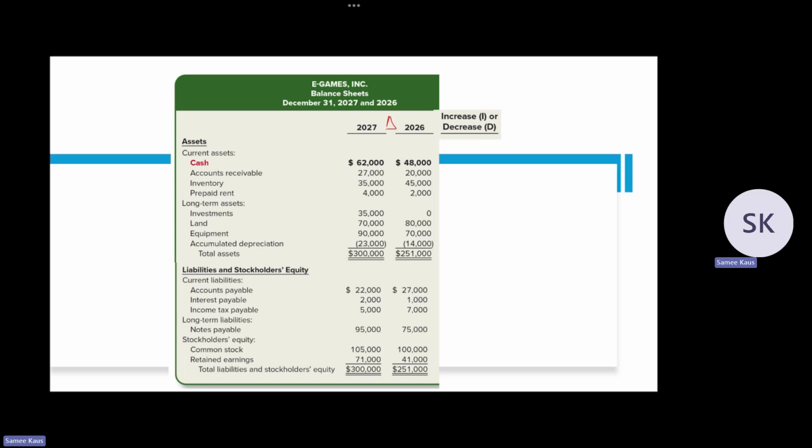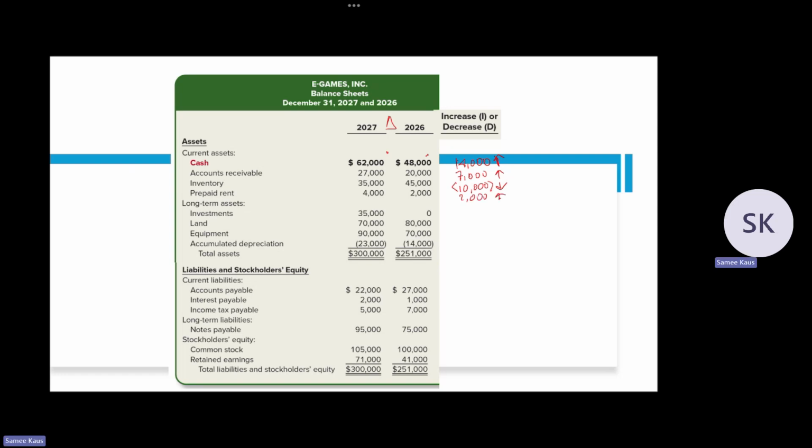So for example, cash, I'm going to read this. In 2027, I ended with 62. At the end of 2026, which means what I started with at the beginning of 2027, was 48. So I have a $14,000 increase in cash. And again, I want to know if that's going up or down, so I need to note that. And I'm going to do that for every single item here. My accounts receivable went up by 7. My inventory went down by 10. Okay. And my prepaid rent went up by 2.